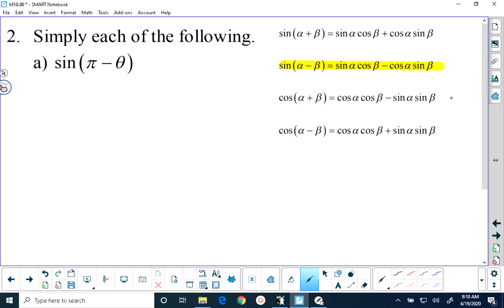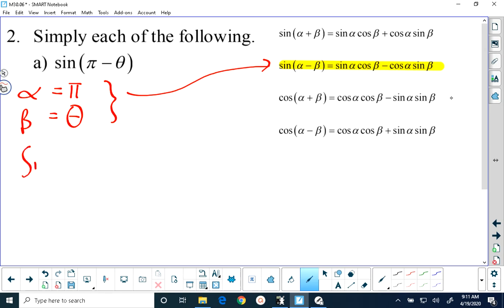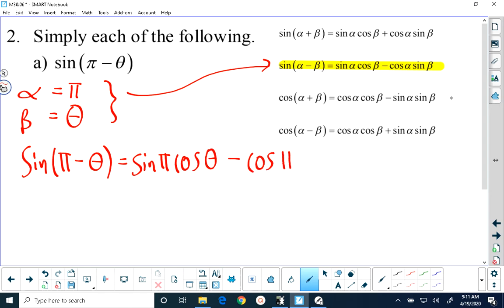In other words, we're comparing here alpha to being pi in our question and beta to being theta, and we're going to put those into this identity, which means we're going to have sine of pi minus theta is equal to sine of pi, cos of theta, minus cos of pi, sine of theta.